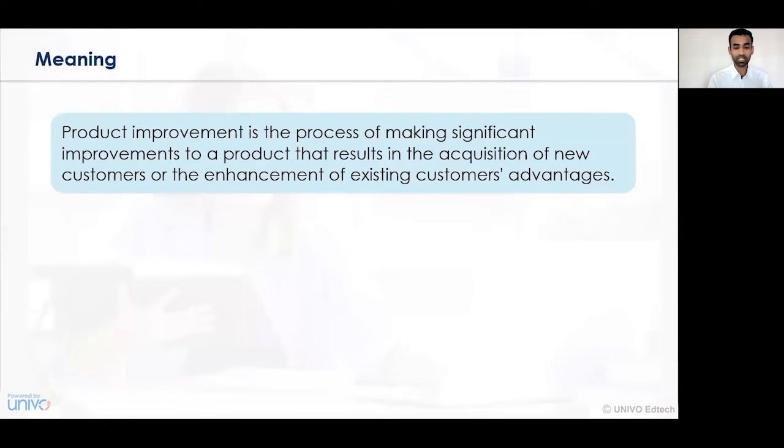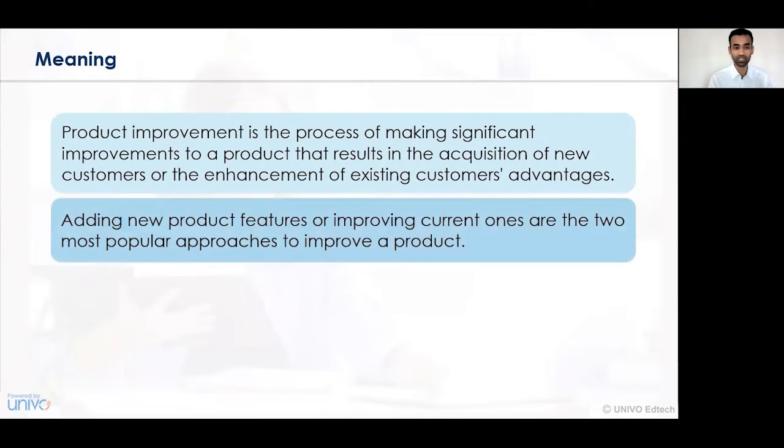Now let's begin with our learning. Understanding the concept of product and process improvements. Product improvement is the process of making significant improvements to a product that results in the acquisition of new customers or the enhancement of existing customer advantage.